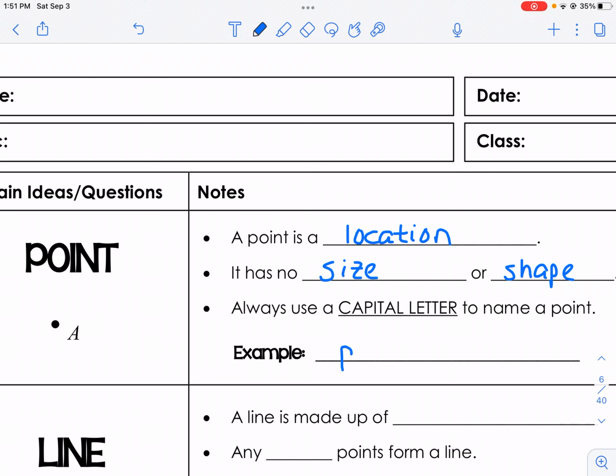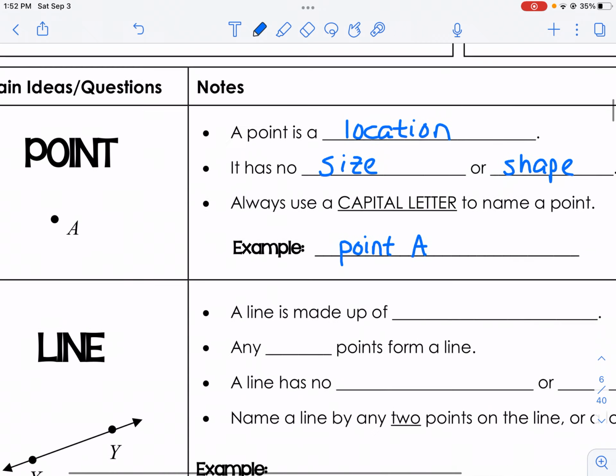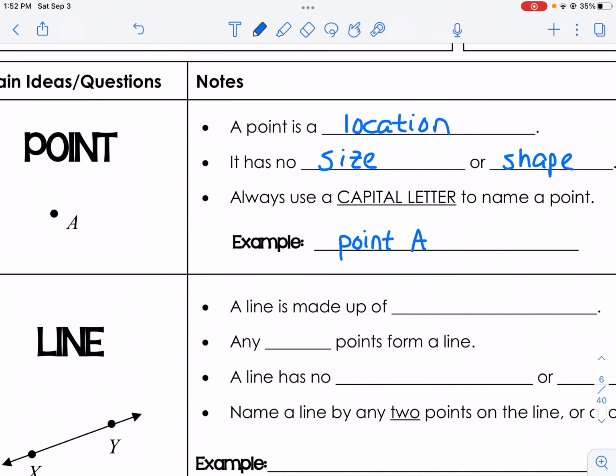So on the left here, that point is just called point A. And when we're using it in context, we won't even use the word point. We'll just refer to A, capital A, as the point. So points make up most of our work here. As you'll see below, a line is made up of points.